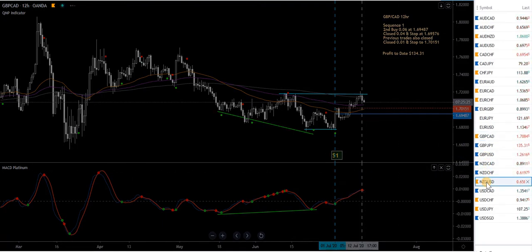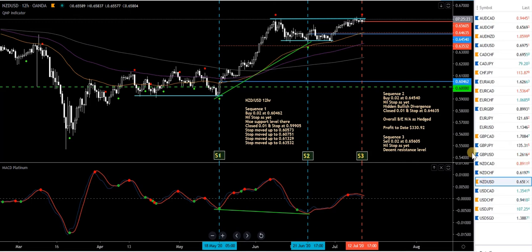All right, New Zealand USD. The new sell signal up here at this nice sort of resistance level. So I'm already in two buys. I'm going to buy from back here and a buy here, both with stops in place and locking in profit. You can read sequence 1, sequence 2. This new sell with sequence 3.